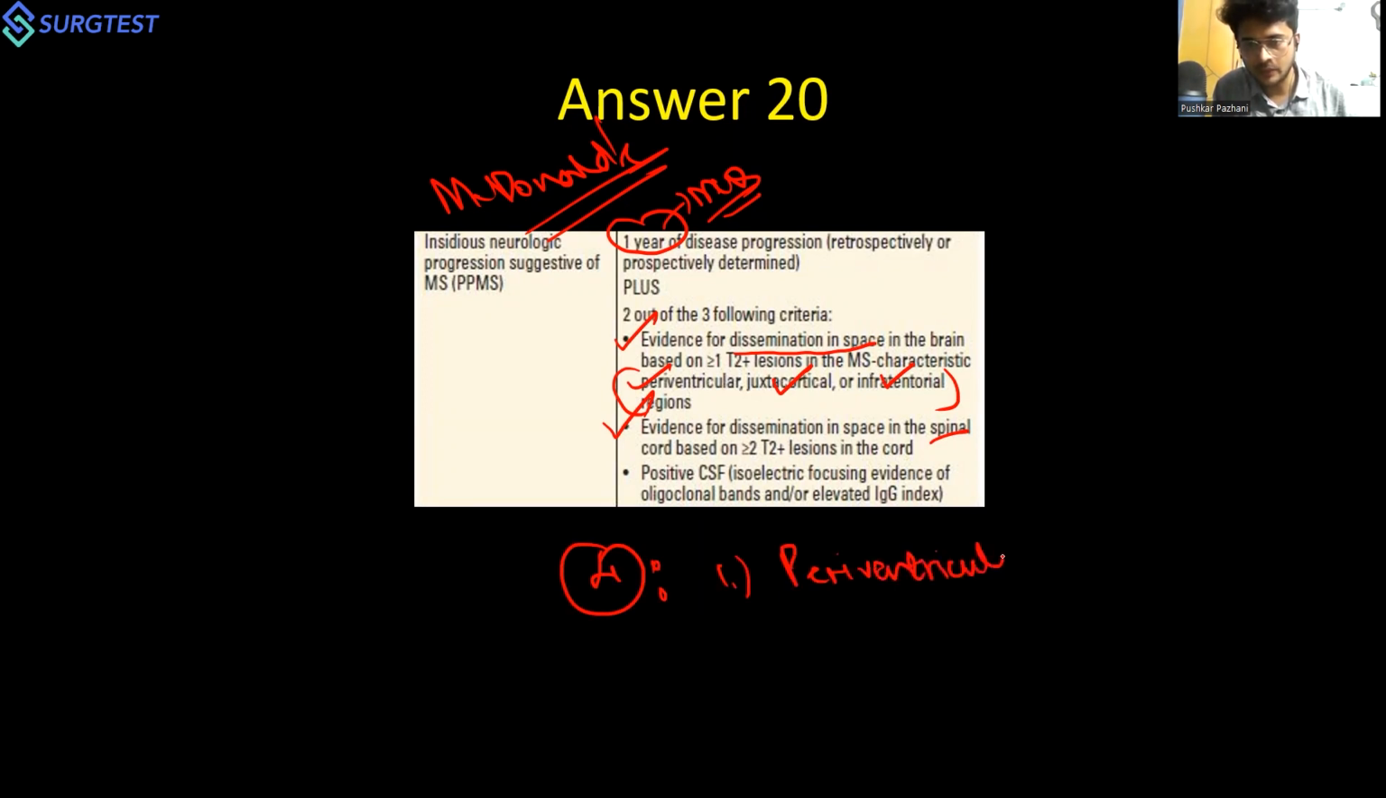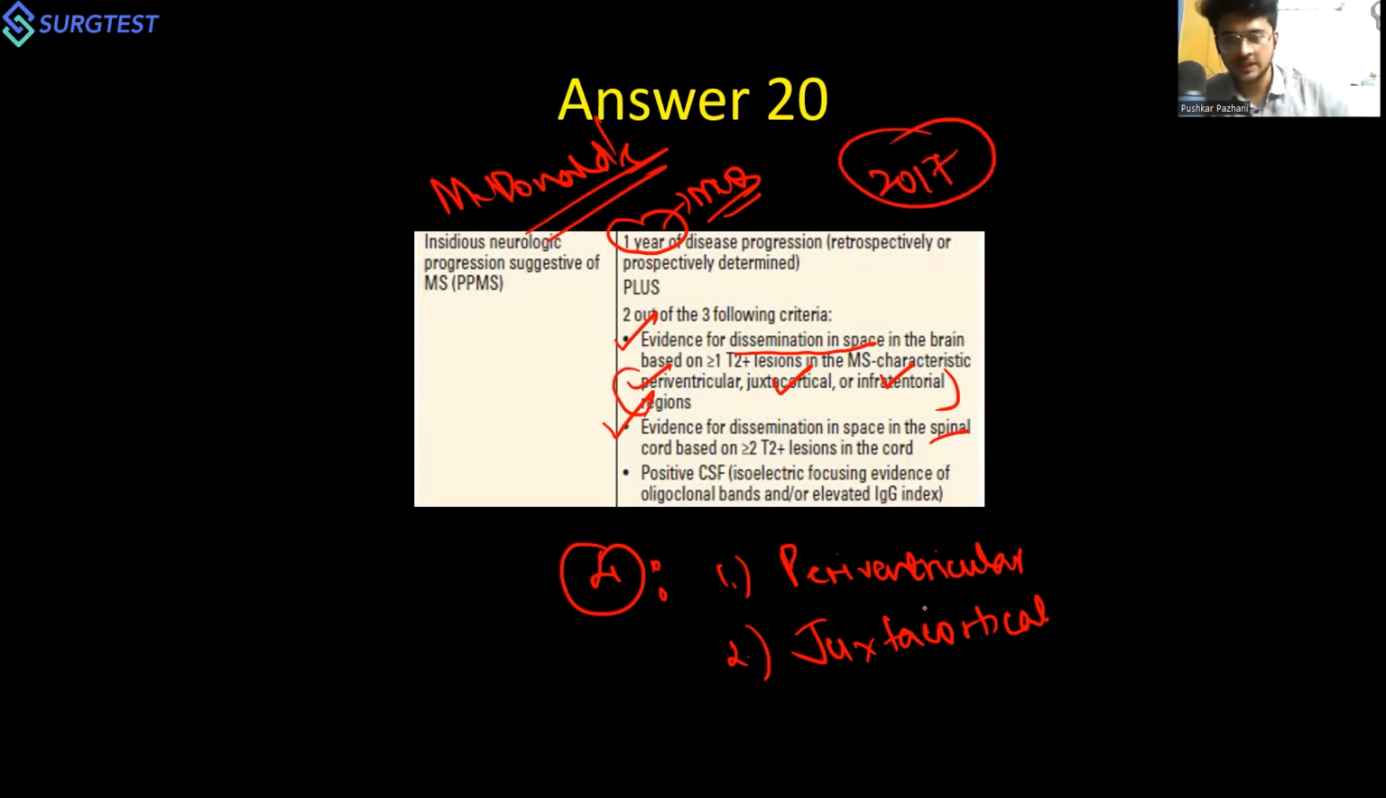One is periventricular. Next one is juxtacortical. Okay. So the important addition that is made in the 2017 revision of McDonald's criteria, not only juxtacortical, but even cortical lesions is taken as an MS classical site. So please don't forget this. It is not mentioned in Harrison. Okay. So both juxtacortical as well as cortical lesions is taken for dissemination in space. It is an MS classical area.